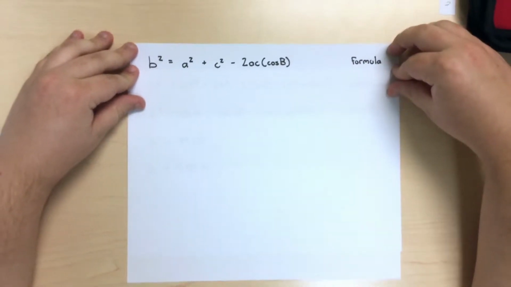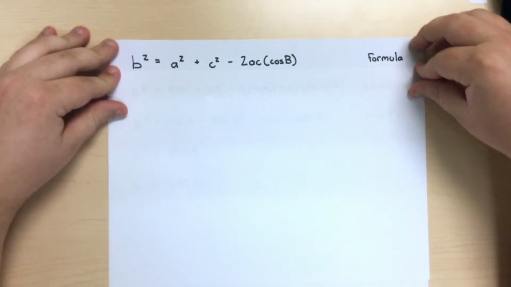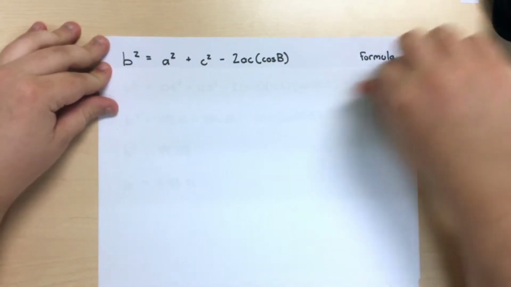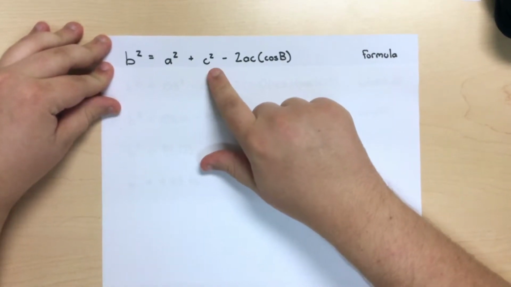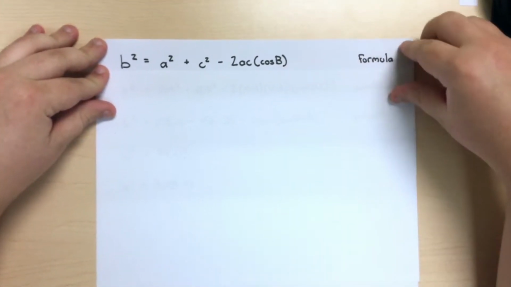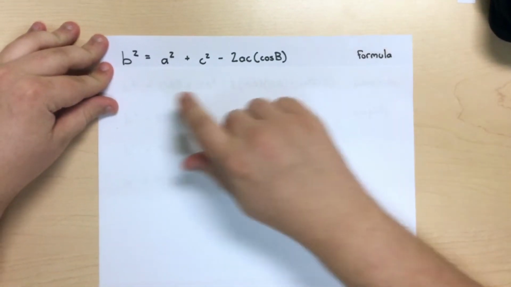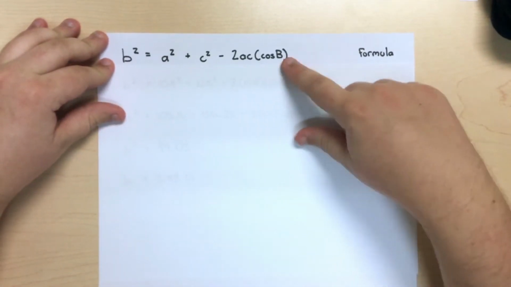Okay, this is the law of cosines. b squared is equal to a squared plus c squared minus 2ac cosine B. Of course, the lowercase letters correlate to the side lengths, and the uppercase B correlates to angle B. This may not be what you're used to, but this is fine as long as the ratios of the side lengths and the angles are maintained.